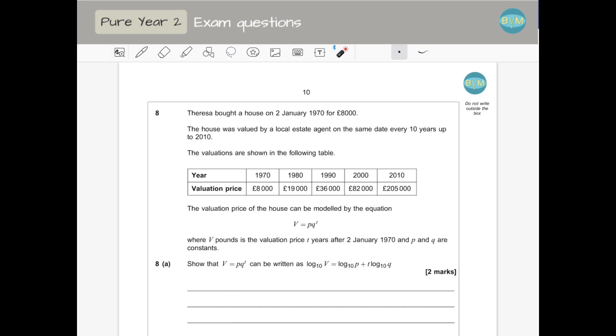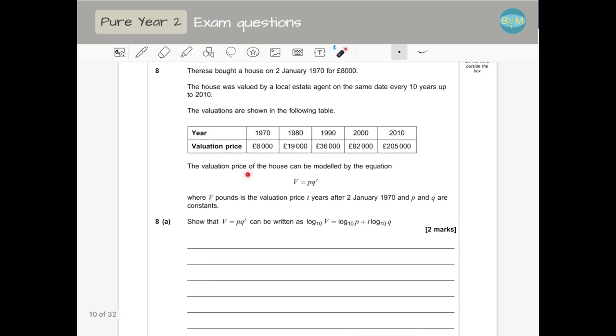Hello, this is question 8 on June 2019, paper 2 from AQA. Teresa bought a house on the 2nd of January in 1970 for £8,000. The house was valued by a local estate agent on the same date every 10 years up to 2010. And the values are here, in this table.